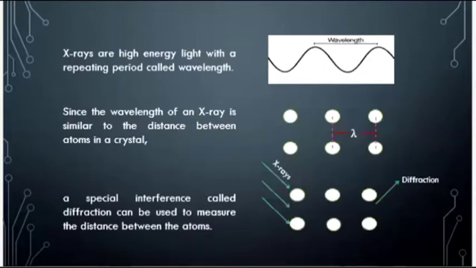X-rays are high energy light with a repeating period called the wavelength. Since the wavelength of an X-ray is similar to the distance between atoms in a crystal, a special interference called diffraction can be used to measure the distance between the atoms.